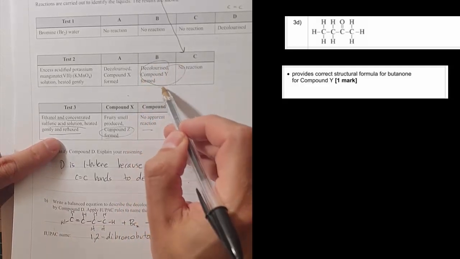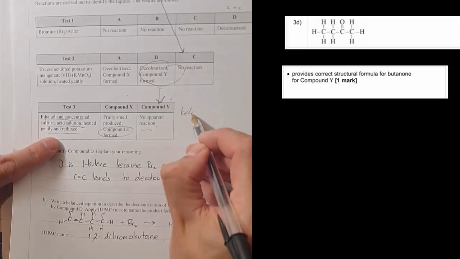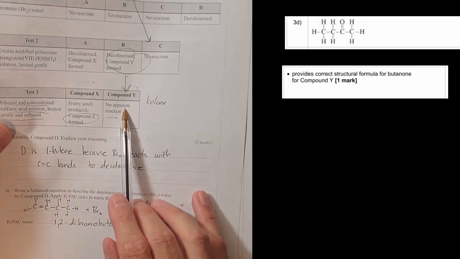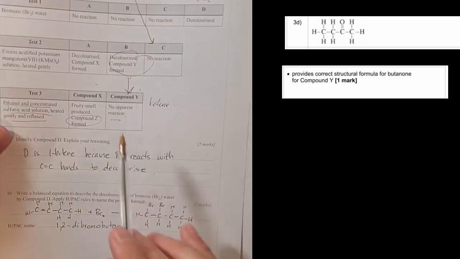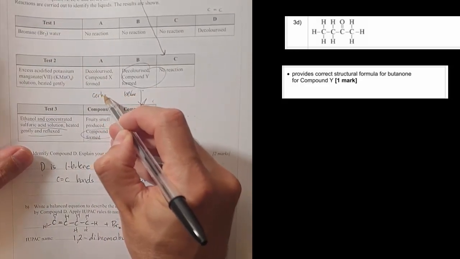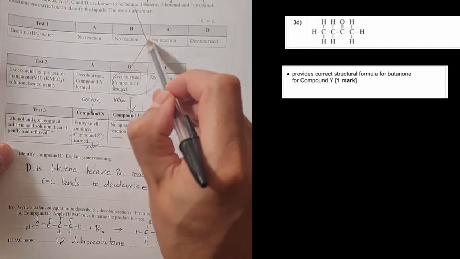Oh, here we go. Sorry. Compound Y. All right. No reaction, so that must be the ketone. Draw the structural formula of compound Y. So that's the secondary that goes to a ketone, and this will go to a carboxylic acid. That's why it forms the ester. Okay, so we just got to do the ketone for B, which is the secondary.